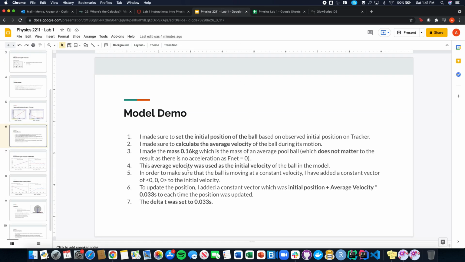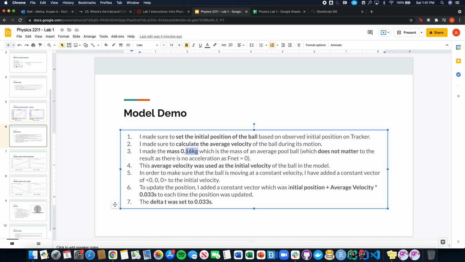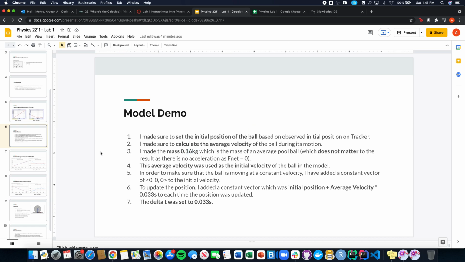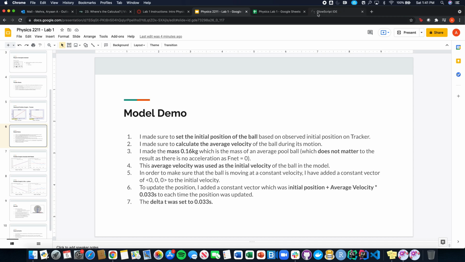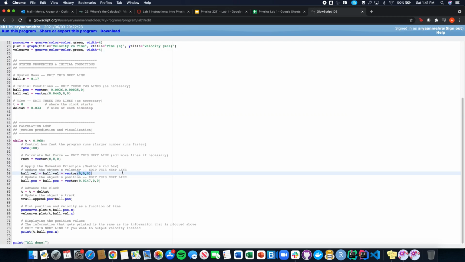Moving on, it's also important to consider that the average velocity was used as the initial velocity, as I mentioned earlier. We're not really taking mass into account, although I have set it, but in this case, since F net is 0, it doesn't really matter because there's no acceleration. It's also important to make sure that I add a constant velocity of 0, 0, 0 to make sure that the initial is equal to the final velocity, and this is this line over here.